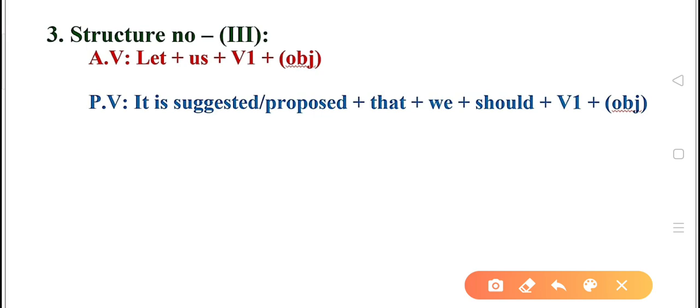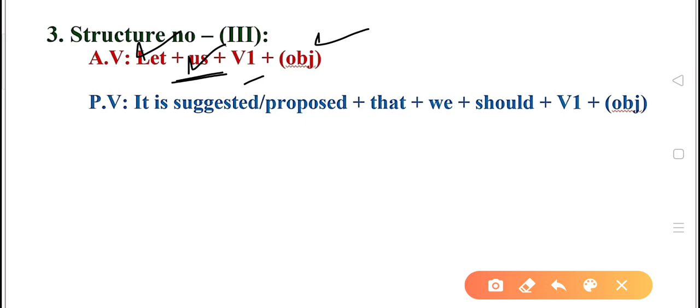So active voice structure is the sentence begins with let, like all other three sentences, but unlike first and second category, over here let is followed by us, and this is a standard format, standard structure. Let, in this type of sentences, let is always followed by us. Us is followed by first form of the verb, and then if we have object we put it up, otherwise we put full stop. That's why object is put into brackets.